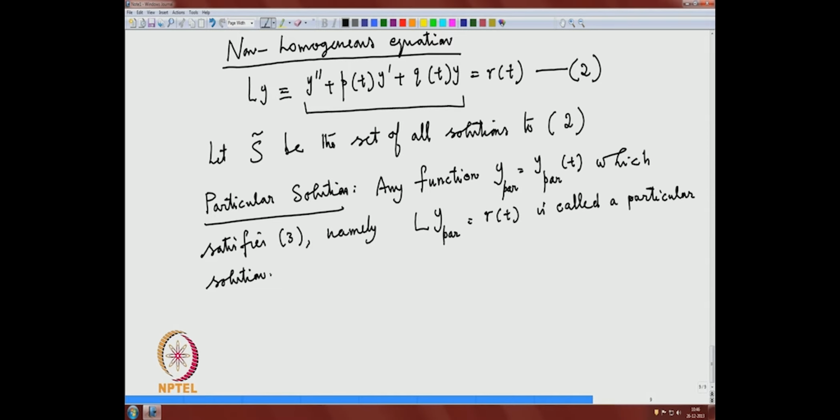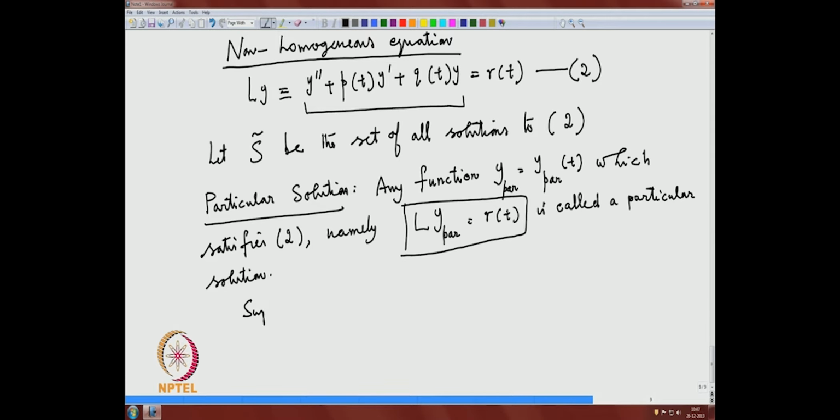So, y particular satisfies this equation, and S tilde is the set of all solutions. There is no 3 here, so it is not 3, it is 2. Any solution to 2 is called a particular solution; we have not introduced 3 yet. Now look at this interesting fact.